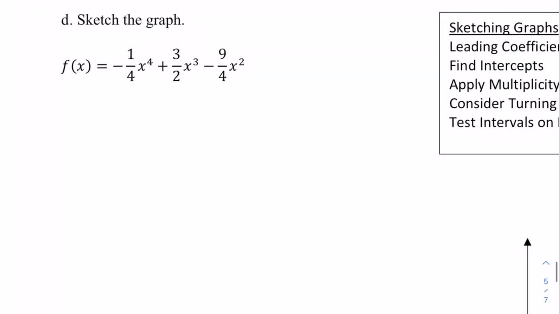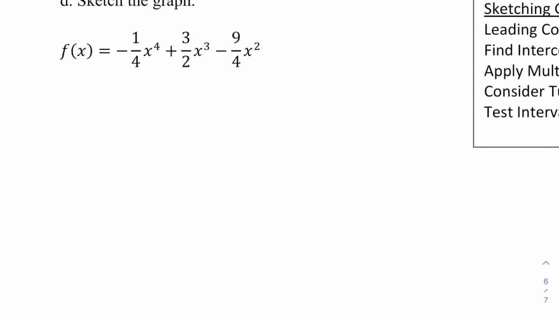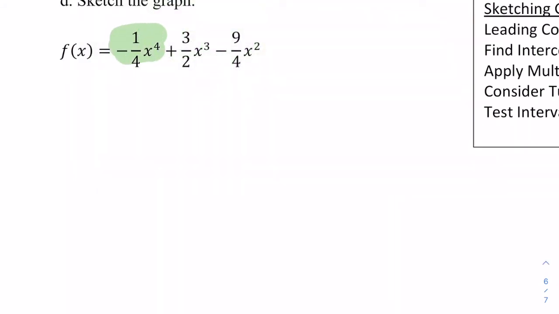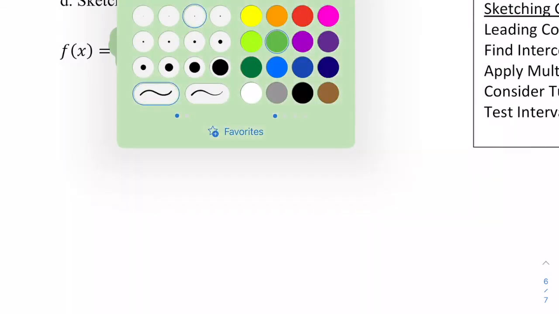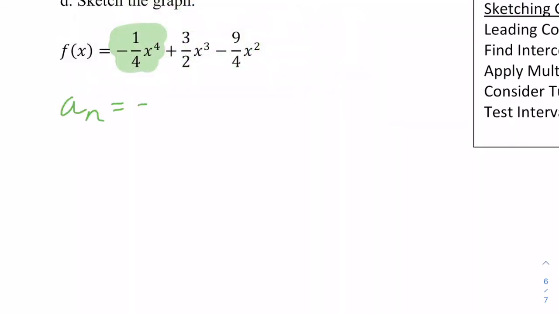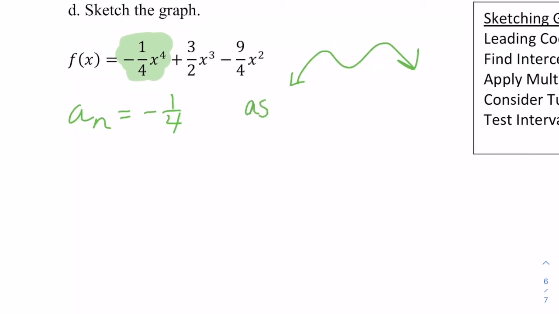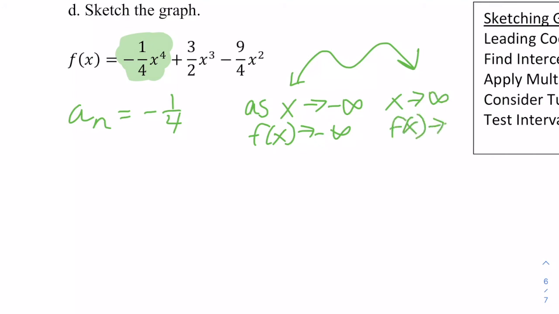Let's look at the next one. For this one, we can also tell that it's going to have x to the 4th as the highest degree. And that leading coefficient is negative. So if the leading coefficient is negative, we know that it's going to be opening downwards in general. So as x approaches negative infinity, it's going to be falling. And the same thing on the right side. As x approaches positive infinity, f of x will also be going down or falling.